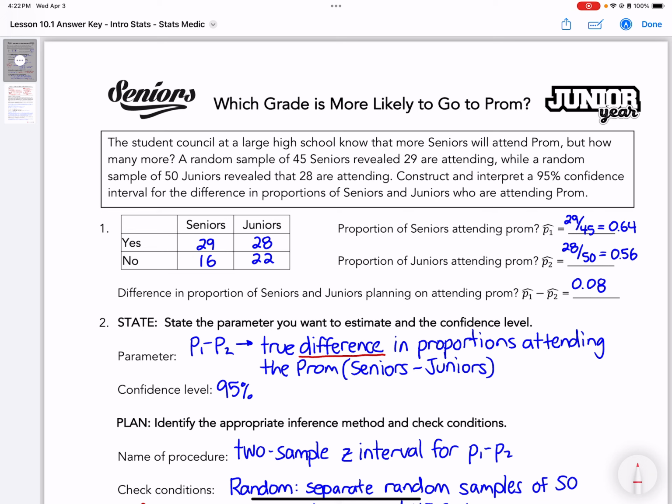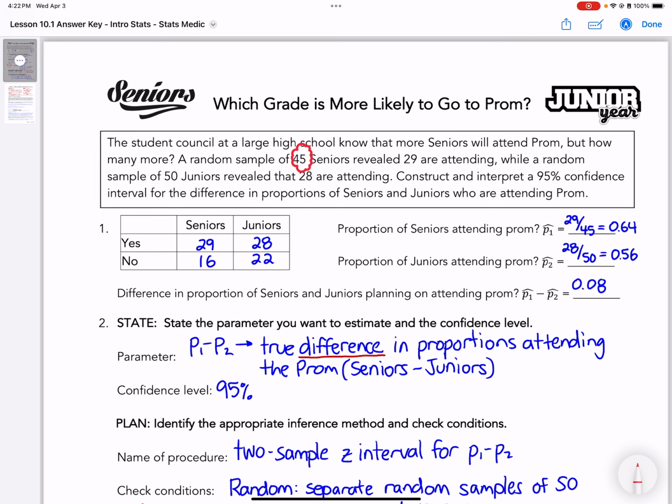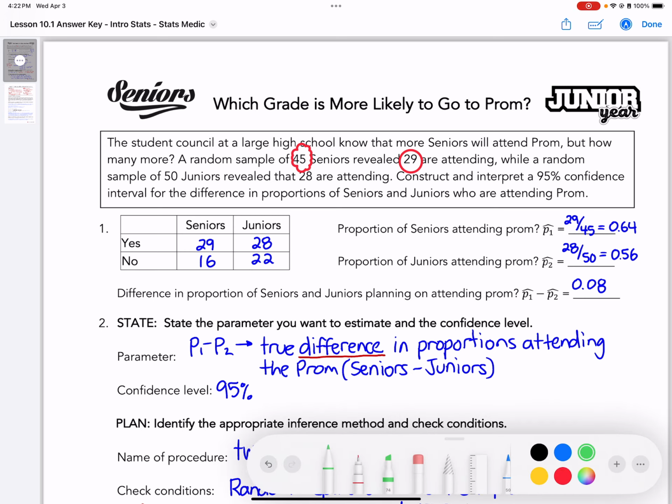The student council at a large high school knows that more seniors will attend prom. But how many more? A random sample of 45 seniors revealed that 29 are attending, while a random sample of 50 juniors revealed that 28 are attending. Construct a 95% confidence interval for the difference of proportions of seniors and juniors who are attending prom.